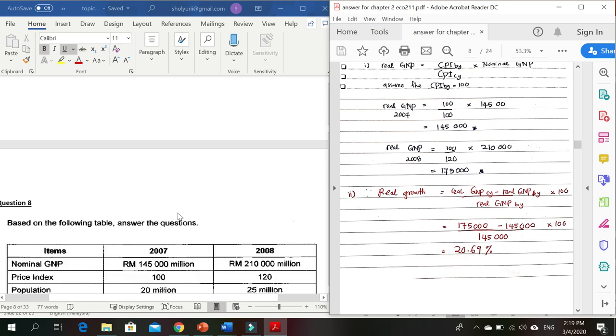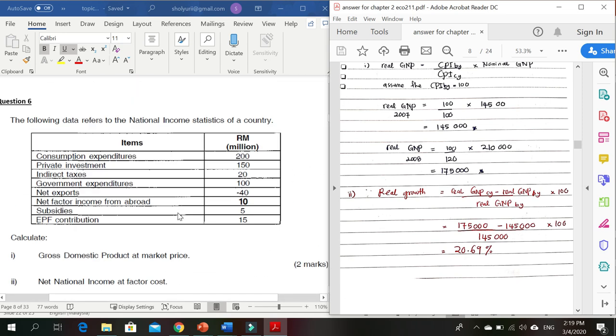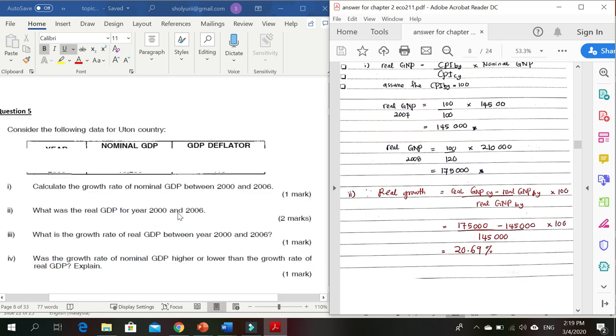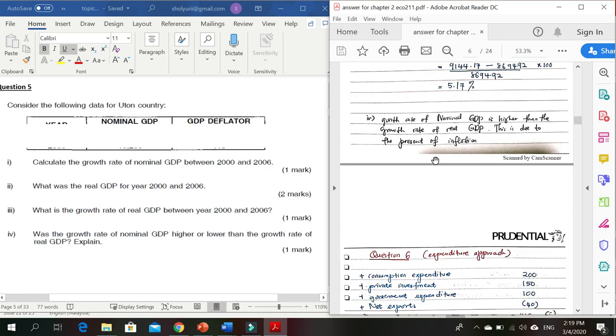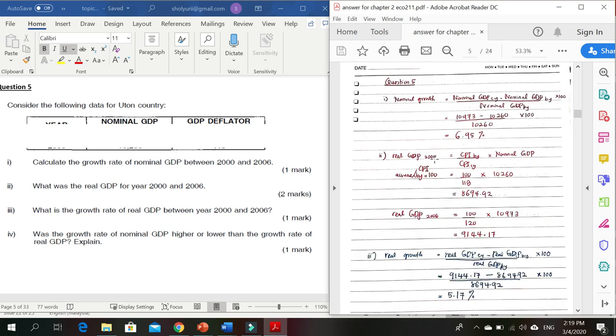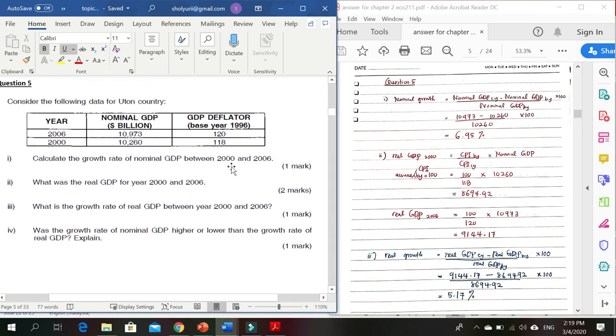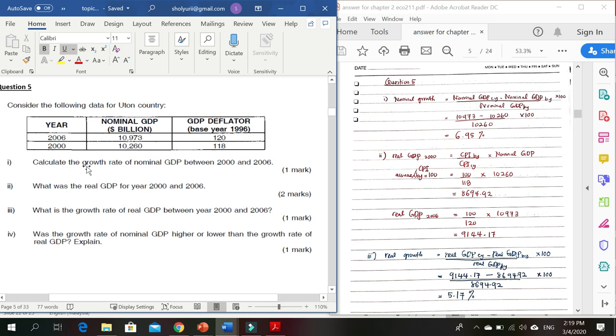Okay. So, kita patah balik. Kita tengok question 5. Okay. Question 5. Alright. So, here kita boleh tengok yang berjawab soalan 1 dah. Sebab kita dah belajar dah. Calculate the growth rate of nominal. Dia nak growth rate nominal GDP. Maksudnya dia tak suruh tukar kepada real dulu. Dia nak nominal je dulu. So kita ambil figure dalam ni je terus. Nominal GDP dia dah bagi kan.